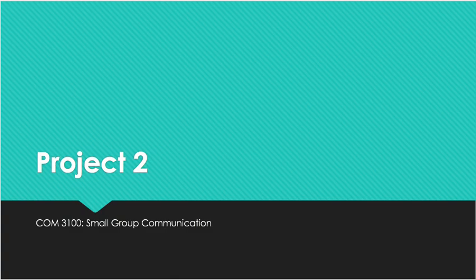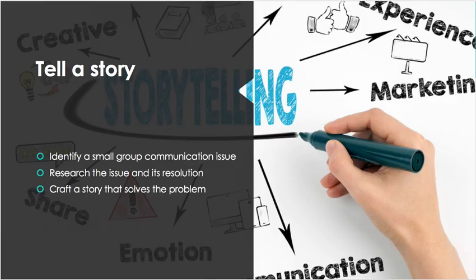Now that you've finished Project 1, it's time to tackle Project 2. In this one, you're going to be able to tell a story. So the goal for Project 2 is to find some kind of small group communication issue that you've learned about or that you've experienced in your life.